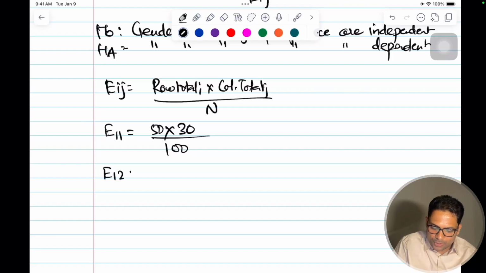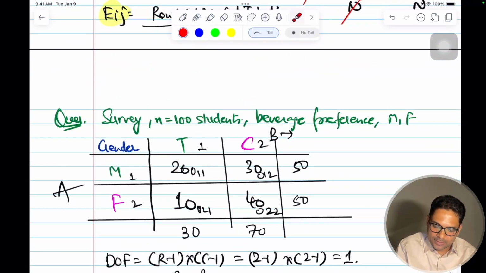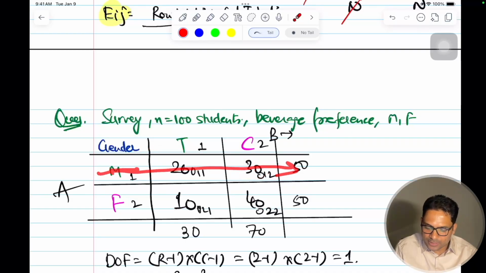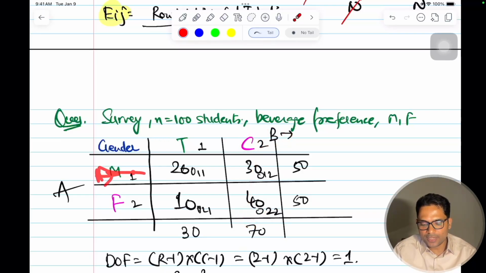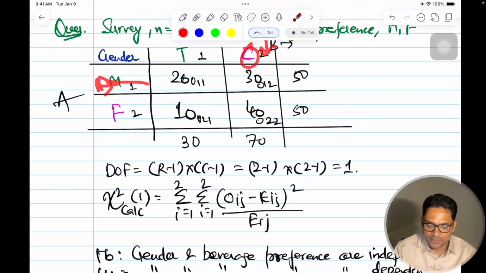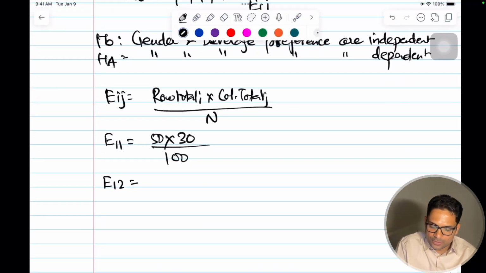Similarly, E12, where A is 1 and B is 2. So A will remain 50 itself because this is coming from here, and this is 2. So 2 is 70. This is for coffee. This is your second category from the B side. So first category from the A side, which is male, and second category from the B side, which is coffee. So this is your E12, which is 50 into 70 by 100.